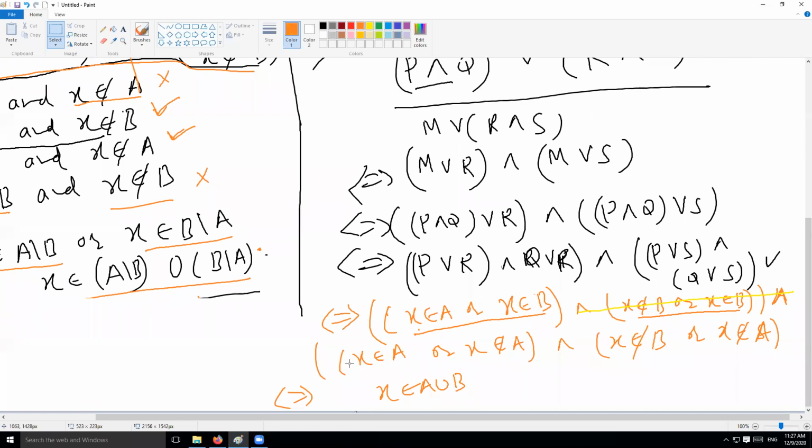How about this? This is also a tautology, right? This is also a tautology, so you can get rid of it. So what does remain then?